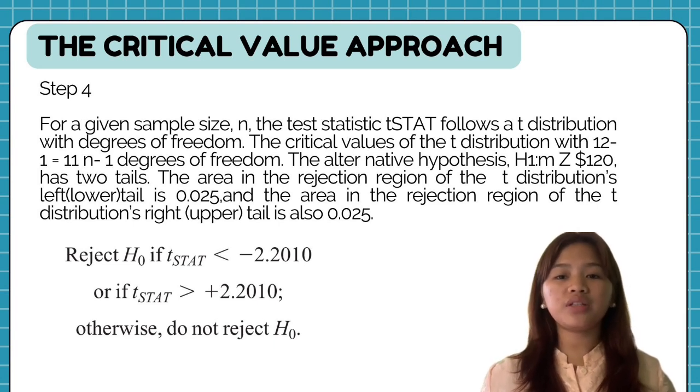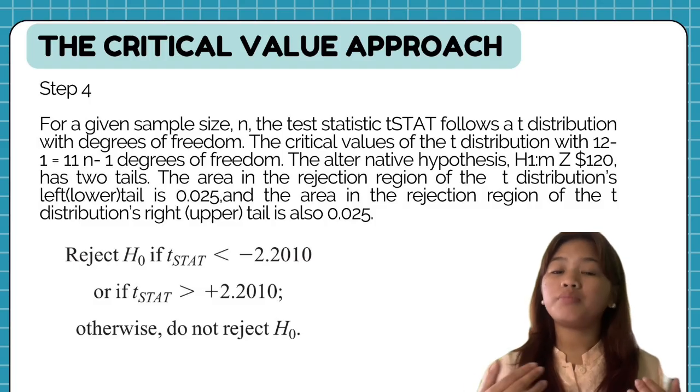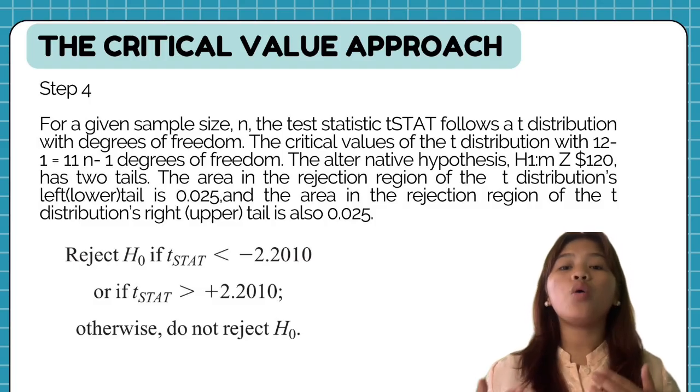In the fourth step, we determine the critical values that help us decide whether to reject the null hypothesis. Since we are using a two-tailed test with a significance level of alpha 0.05 and a sample size of 12, we calculate the degrees of freedom. Using the t-distribution table, the critical values for degrees of freedom equal to 11 at alpha 0.05 are plus or minus 2.2010.